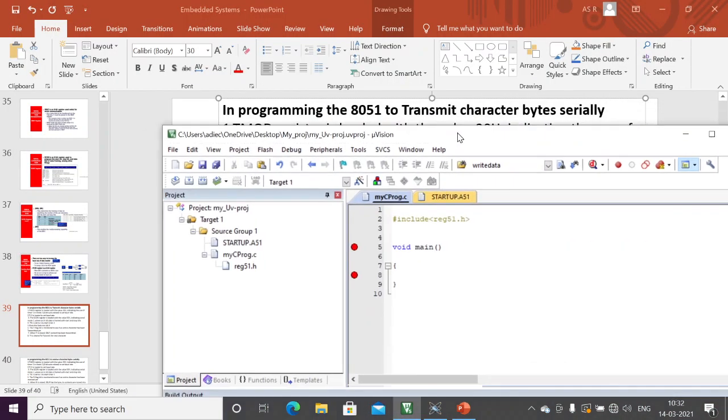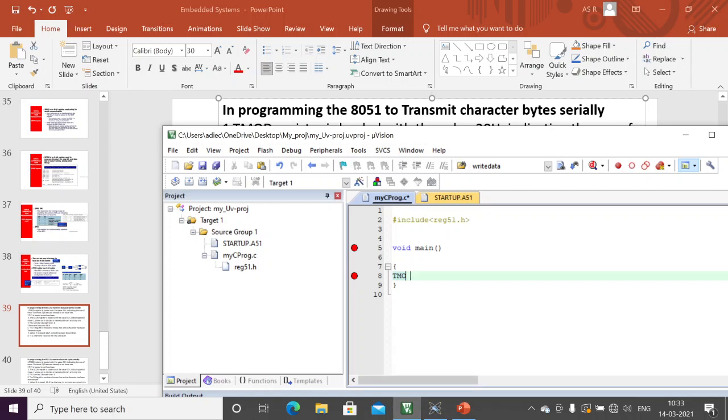Similarly, I will write the program as we discussed here. I'm going to write the same program. First we need to initialize the TMOD register with 0x20, nothing but timer 1 mode 2, the auto reload mode. Next is SCON, we should load with SCON equal to 0x50, nothing but 8-bit data, one start bit, one stop bit.